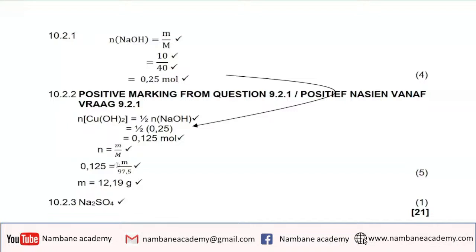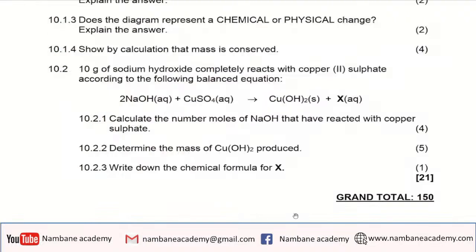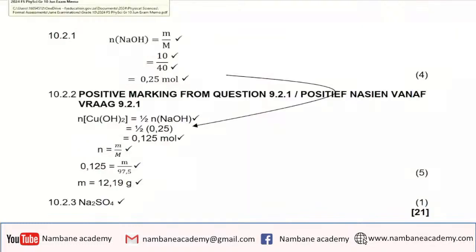And then the question that is left is that one. Write down the chemical formula of X. The chemical formula for X is going to be sodium sulfate for 1 mark, Na2SO4, for 1 mark. Total for that question is 21, and then the grand total is 150.